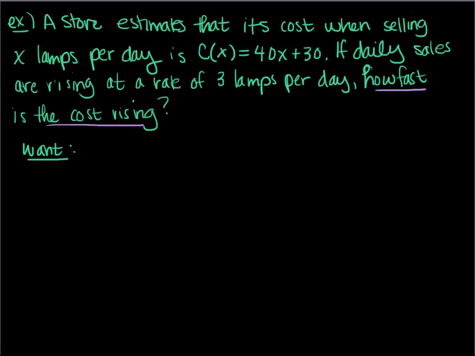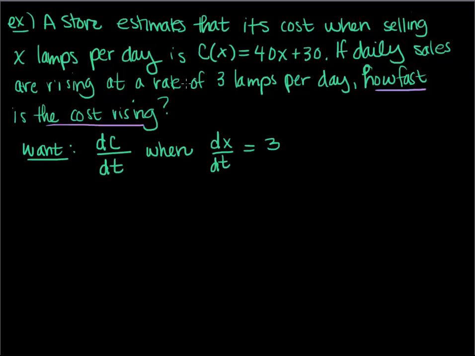So let's think about what the units would be on that. If I'm thinking about cost rising, I'm asking how fast, dollars per day, right? So what that's asking, how fast that's rising, is the rate of change of my cost with respect to time. And when do we want to know that? When we know that the rate of change of my lamps with respect to time is 3.